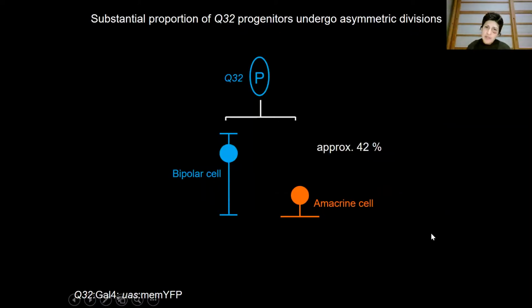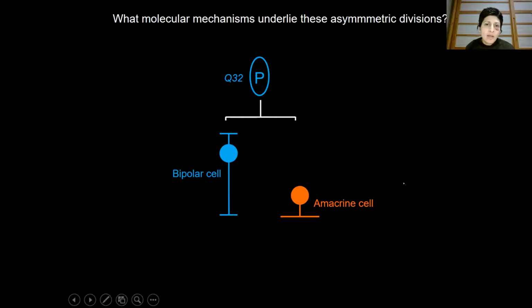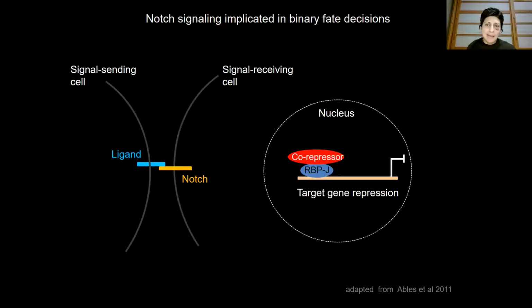And it's not just a small population of the Q32 progenitors that divided to generate these cells. Almost 50% of them, so it was a substantial number. So we decided to really investigate what the molecular mechanisms were that underlie these terminal asymmetric divisions. And not surprisingly, perhaps, we turned to looking at Notch signaling because this system has been implicated in binary cell fate across vertebrate species and invertebrates.